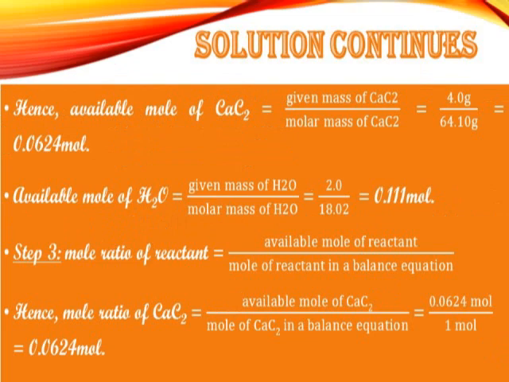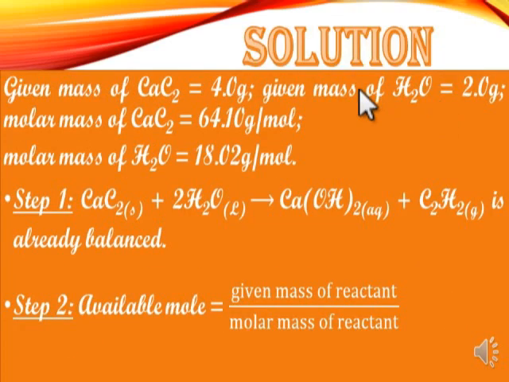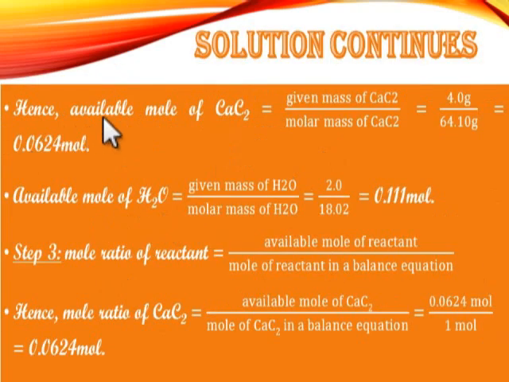Let's look at the solution to the question. Now we've seen this available mole. Let's continue from there. The available mole of calcium carbide, being the first reactant, is the given mass of that reactant all over the molar mass of that same reactant. In the question, we have the given mass to be 4 grams, and the molar mass we calculated to be 64.1 grams. If you divide this by this, you're going to have 0.0624 mole, and that is the available mole of the first reactant, which is calcium carbide.